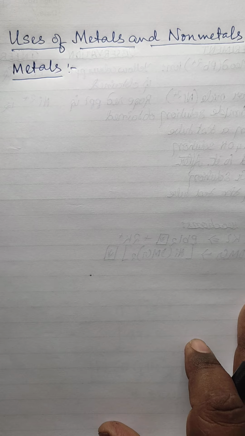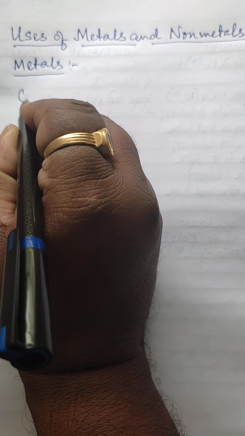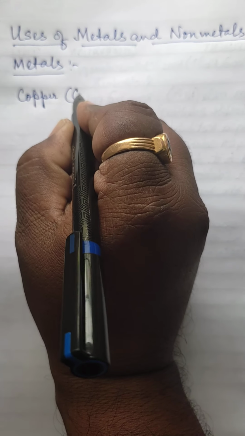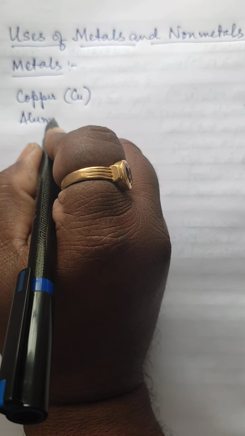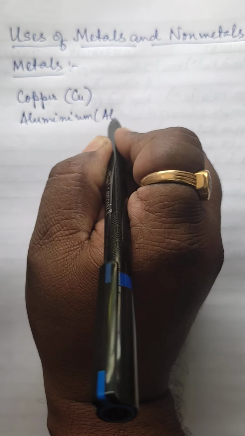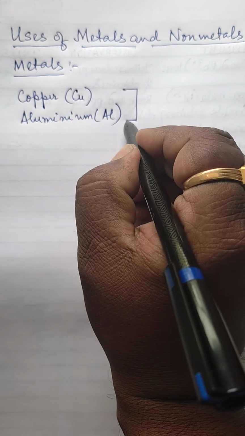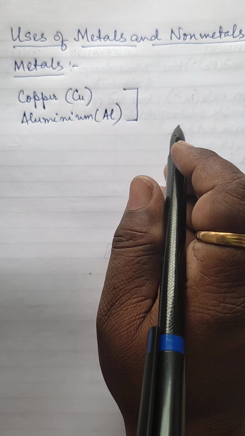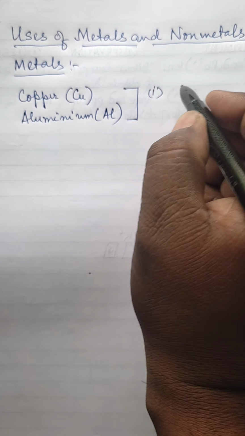Under that, the first metal we are going to discuss is copper. Copper has a symbol Cu. And another metal we have is aluminium, which has a symbol of Al. Both these metals are used in electrical appliances because they are very good conductors.